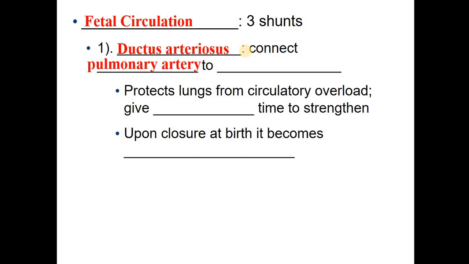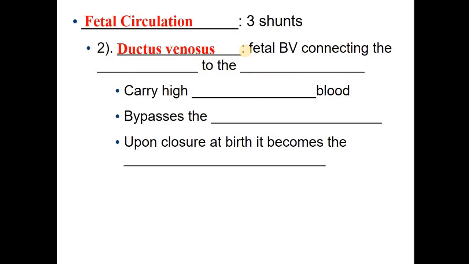The ductus arteriosus will connect the pulmonary artery to the aortic arch. If you remember, from the pulmonary trunk, the pulmonary artery goes to the lung. So you don't want it to go to the lung, so it's going from there right to the aortic arch. This protects the lungs from circulatory overload, and it gives the right ventricle time to strengthen. Upon closure, the name changes to the ligamentum arteriosum. You might remember that from the heart dissection, that little remnant that's right below or part of the aortic arch.